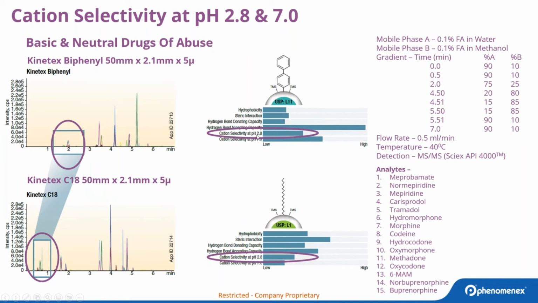So we're going to be looking for a cation selectivity that has a higher value. And with the kinetics biphenyl, we do have that. And you'll see that there's been some changes in elution order, right, or retention times, and that the neutral ones are still being retained, right, but now we're pulling these other ones along with it.